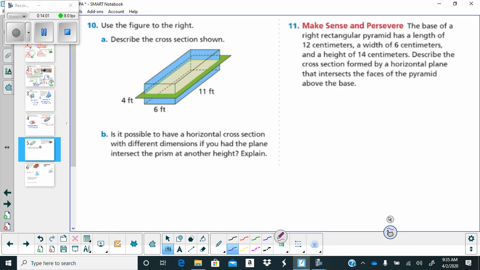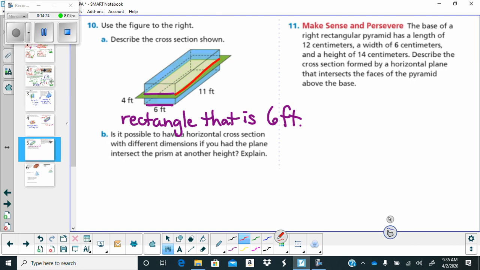Then look at number 10. Okay, number 10 is a rectangle. Now, some of you probably just put rectangle. What I'd like you to do is put the dimensions. So go ahead and pause it and do that right now. Okay, the dimensions on this would be 6 right here, because this is 6, by, if this right here is the same as that, so it's by 11 feet, 6 by 11 feet.